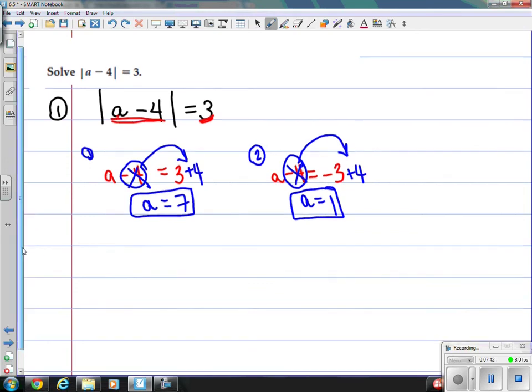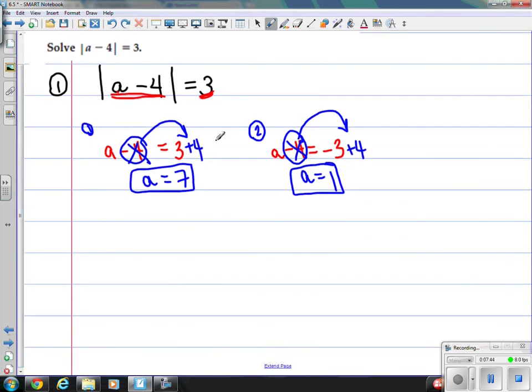So now we have our 2 answers for what a could possibly be, and now we need to check it. In our check, we're going to have to check both solutions to make sure that both cases work. So we always go back up to the original before we messed with it. The absolute value of a minus 4 equals 3. So now we're going to say the absolute value of a is now 7.